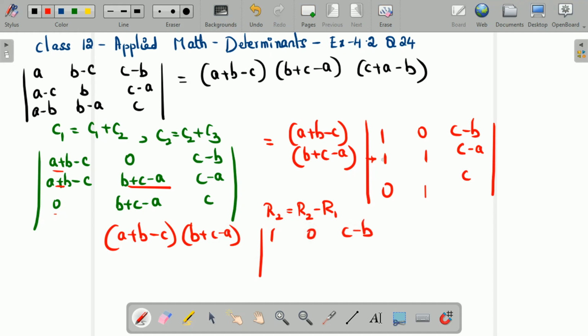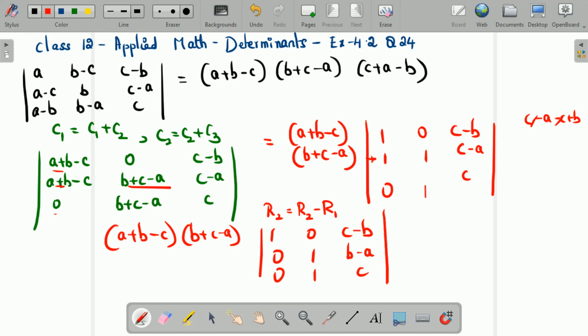The second row: 1 minus 1 is 0, 1 minus 0 is 1, and c minus a minus c plus b. If you see, c minus a minus c plus b, the c will get cancelled, so it is b minus a. The last row I am retaining as such.